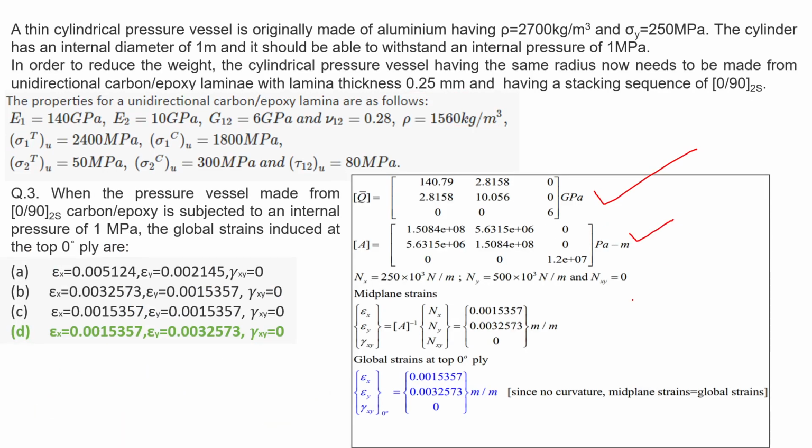They have asked in the question to find the global strains induced on the top 0-degree ply. To find the global strain, we have to first find the mid-plane strain. The equation we know is: the load equals the mid-plane strain multiplied by the A matrix, plus the B matrix into the curvature.